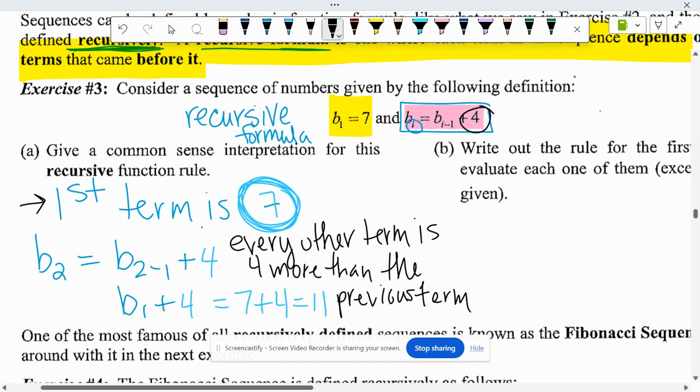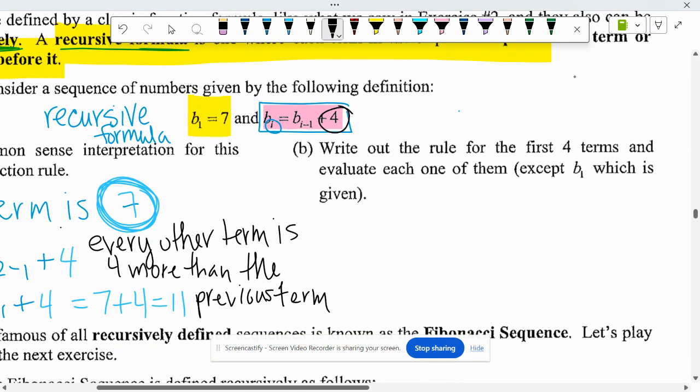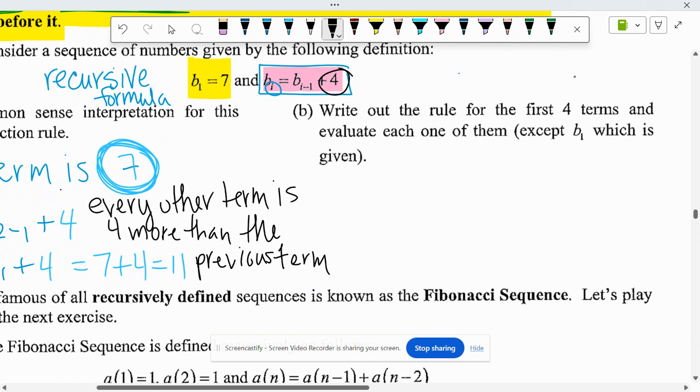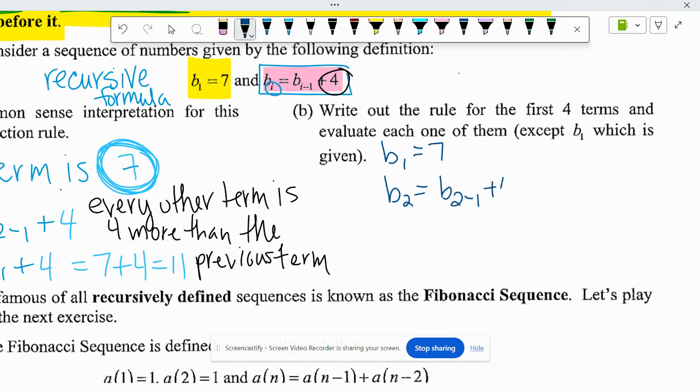So it says write out the rule for the first 4 terms, except b sub 1, which is given. And you always have to know where to start. It's always going to have to give you the first term. So b sub 1 is 7. b sub 2 we already wrote out, equals b sub 2 minus 1 plus 4. But b sub 2 minus 1 is b sub 1 plus 4. But b sub 1 is 7. And 7 plus 4 is 11.